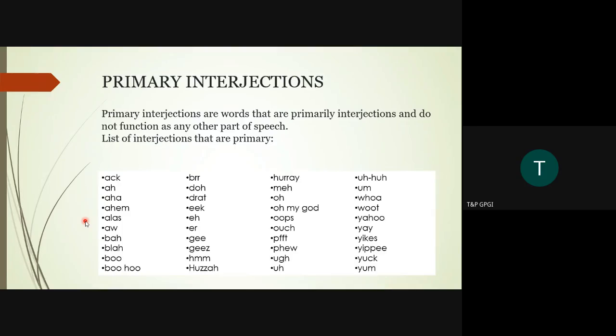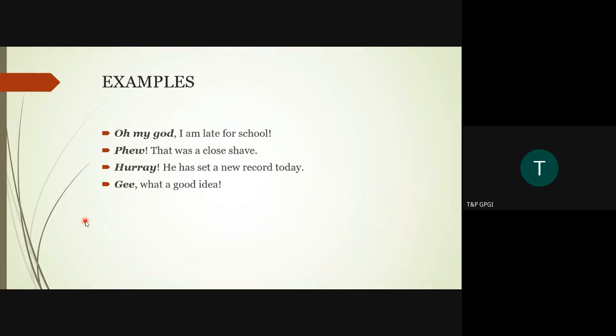Likewise, blah, boo, boohoo, whatever. We have long lists, okay? Geez, OMG, oops, ouch, poof, phew, yippee, yuck, and many more, yum. Okay, so these are the primary kinds of interjections. Okay, I'll give you the example. Oh my God, I'm late for school. So there's one way of including an interjection in a sentence.